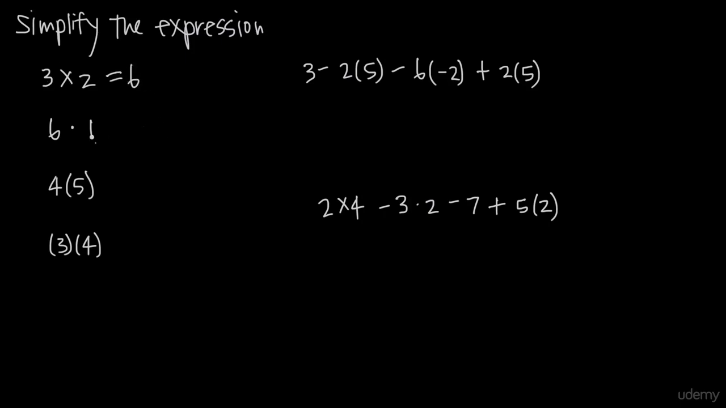we know is 6. We have this dot, 6 times 1 is going to be equal to 6. This also indicates multiplication. Or two numbers sitting next to each other, 1 in parentheses or 2 in parentheses, it doesn't matter. Both of these indicate multiplication. So 4 times 5 is 20, or 3 times 4 is 12. These are all symbols of multiplication.